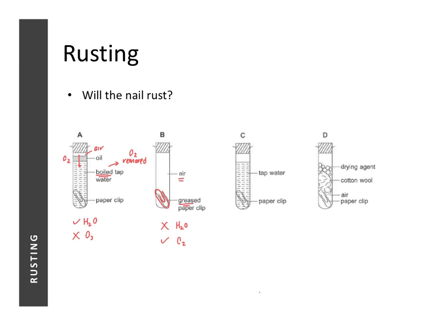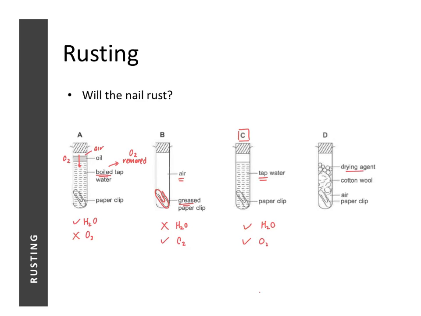In test tube C, we have tap water. Notice that the tap water is not boiled, so meaning there is oxygen in there. Alright, and there is water in there. Okay, so the two conditions for rusting are met, and that tells us that the paper clip in test tube C will actually rust. Let's look at test tube D.